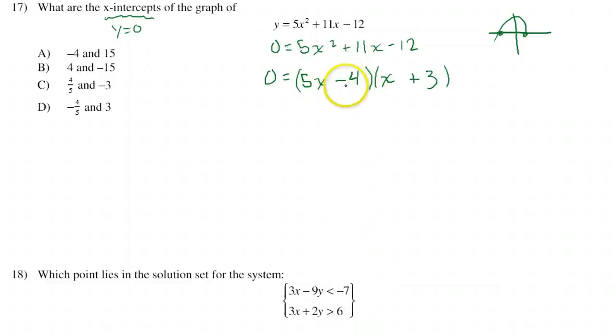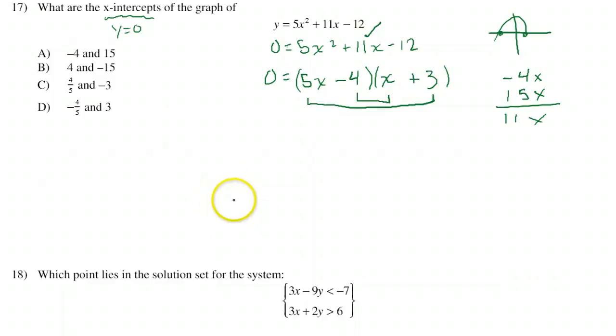And remember, once you factor it, don't just pretend it's true. You always have to check, and the way I check is the inside and the outside. It has to add up to 11. So inside I have minus 4x. Outside I have 15x. And if I add those together, that gives me 11x, which is the middle term that we can see right here. Since those match up, I know this is the correct factorization.